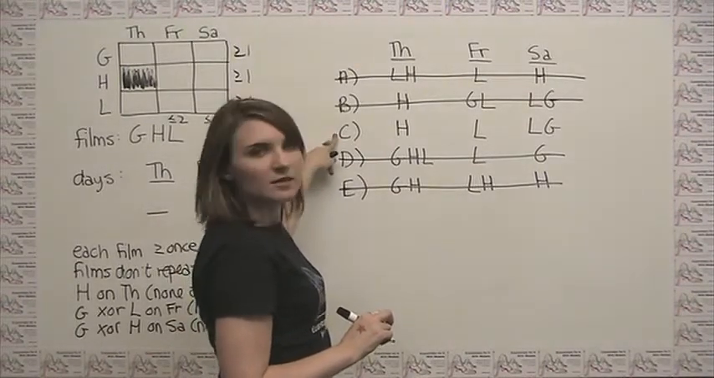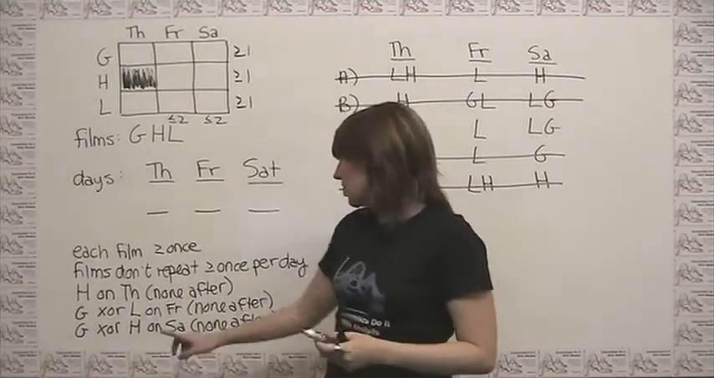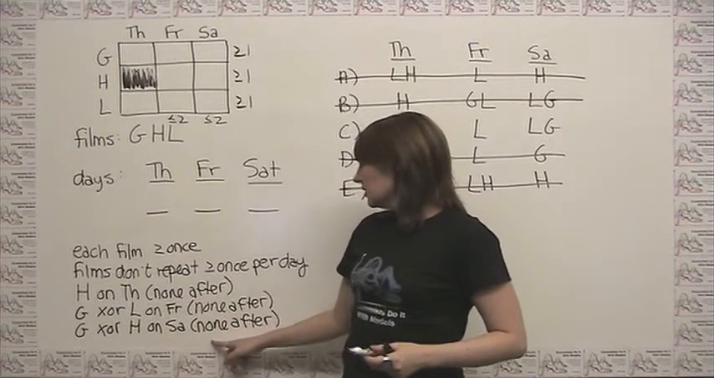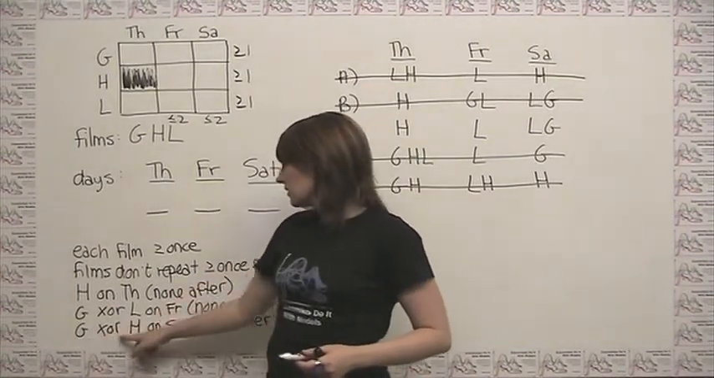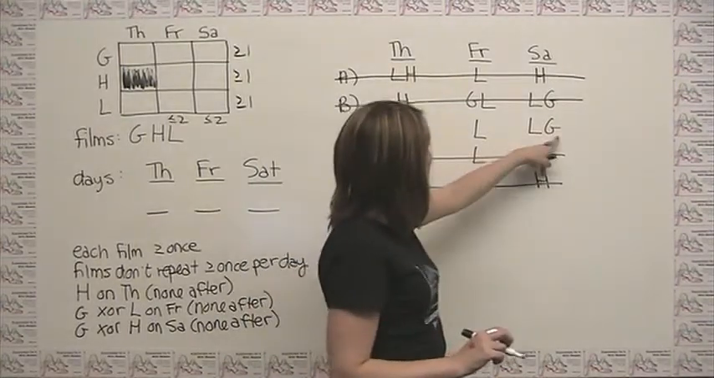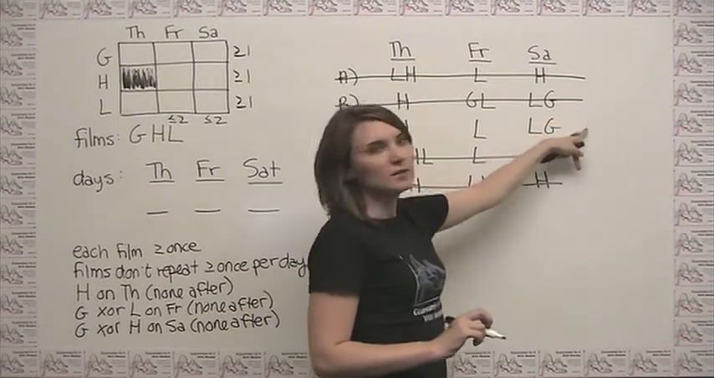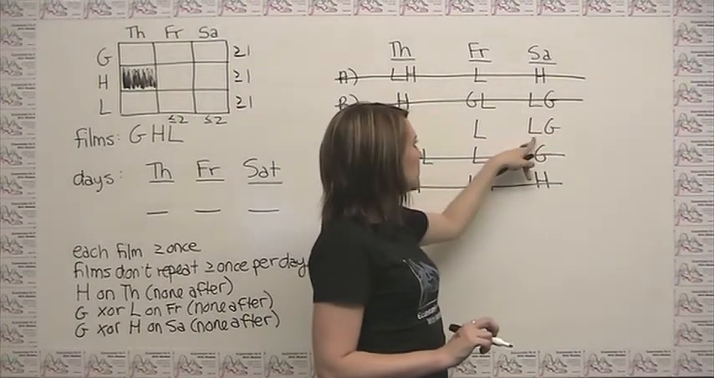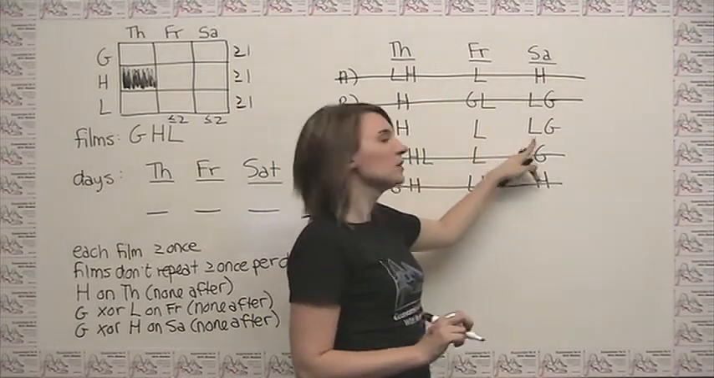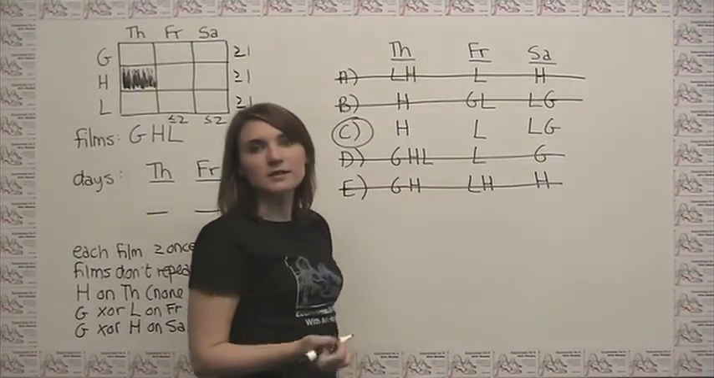We can double check and make sure that this satisfies the remainder of the rules. We do have 1 more to check here: exactly 1 of G and H is on Saturday and nothing comes after. So exactly 1 of G and H, that's right here, and nothing comes after. This is fine because the only other thing on Saturday comes before. So we can in fact say with confidence that C is our answer.